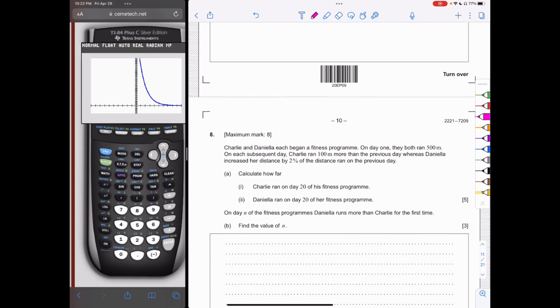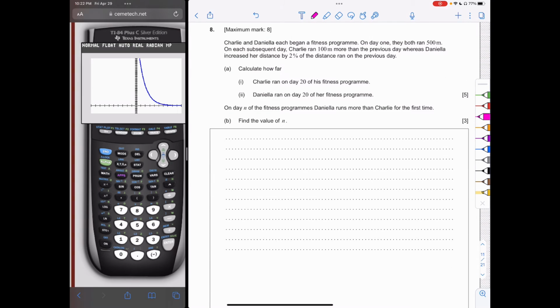So let's move on to number 8. Number 8 says that we have Charlie and Daniela. They each began a fitness program. On day 1, they both ran 500 meters. On each subsequent day, Charlie ran 100 meters more than the previous day, whereas Daniela increased her distance by 2% of the distance ran on the previous day.